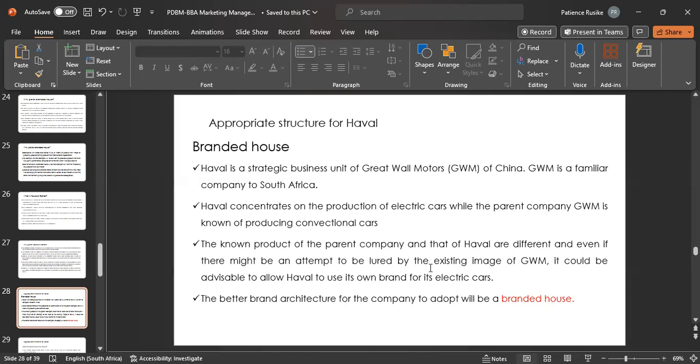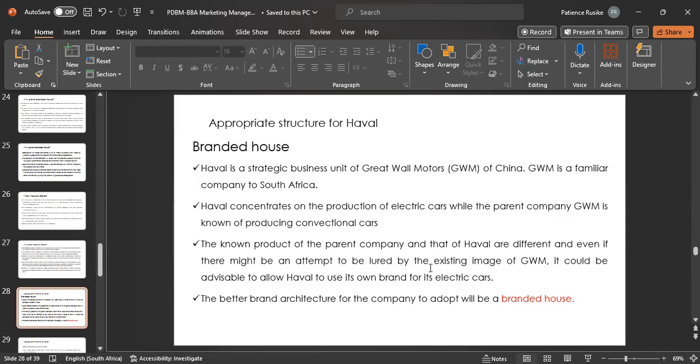Now, you'd realize that Haval comes from China, right? And it is under GWM. So GWM is basically the parent company of Haval. Basically, it's one of the products of GWM. GWM is familiar to South Africa, because there are vehicles here that are written GWM. But now you'd realize that Haval focuses on electric cars.